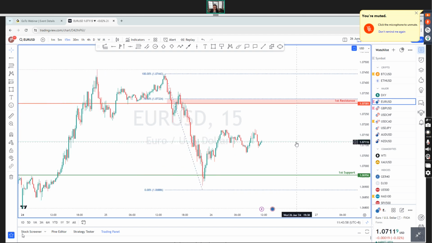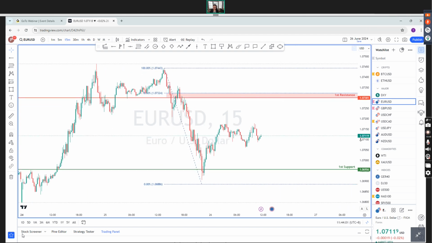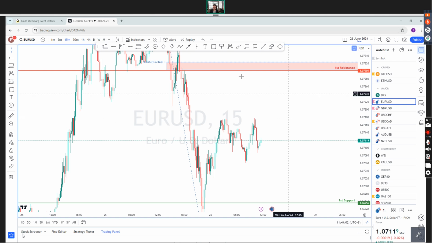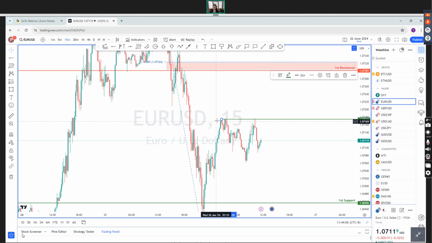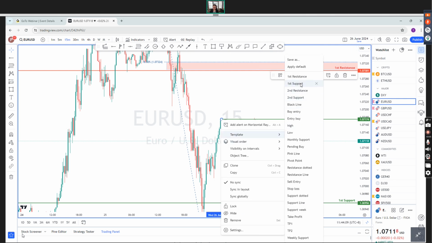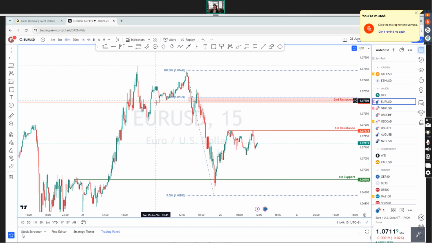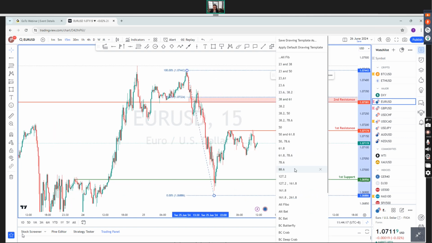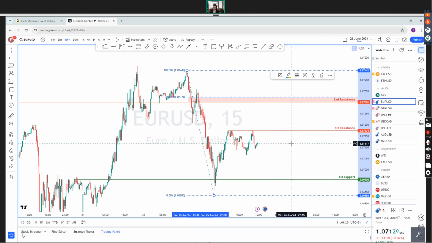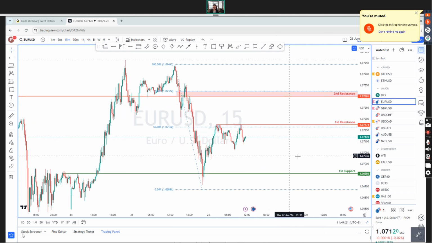Now price is just ranging somewhere around here, so you need to wait for EU, but it seems like there was rejection over here. This could be identified as your first resistance. This could be your second resistance on M15. That will be 78.6 and the 50% Fib level around there.